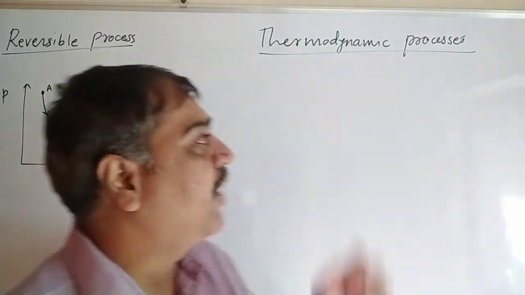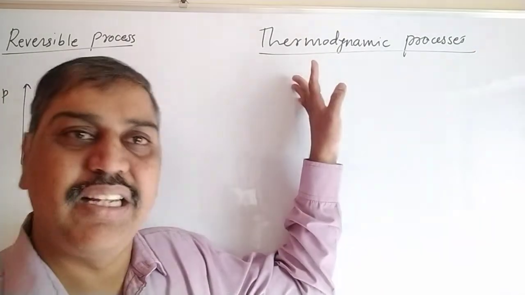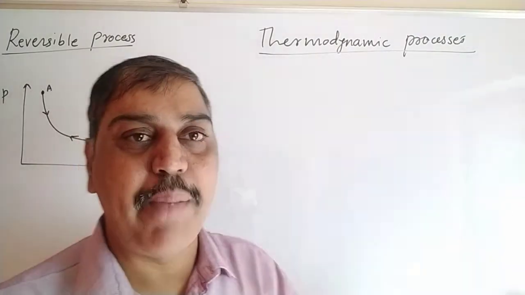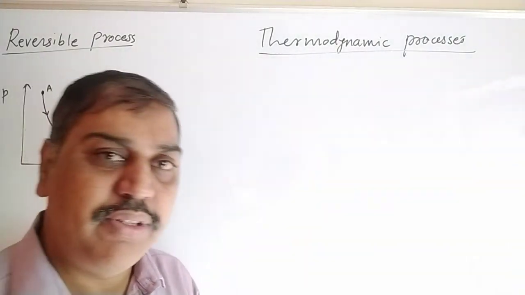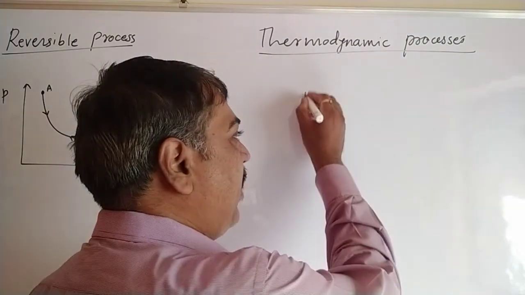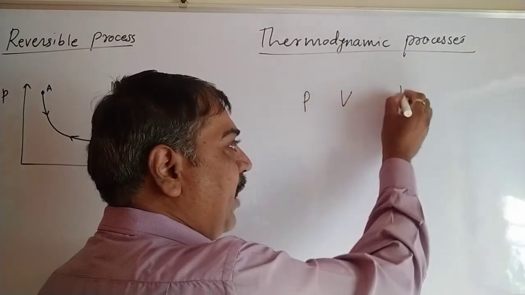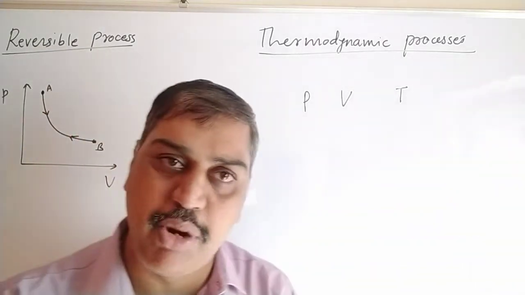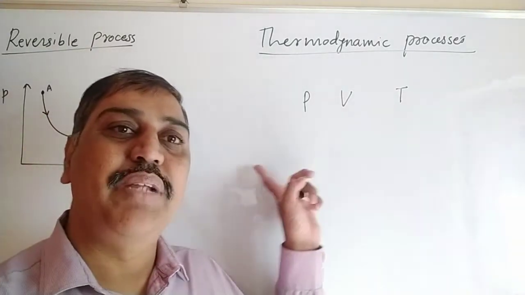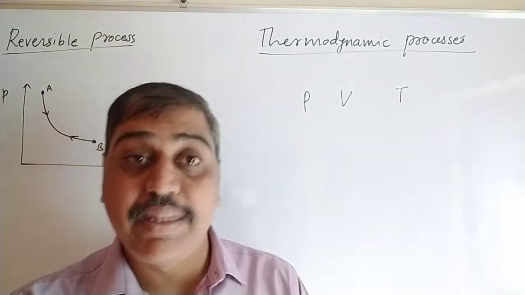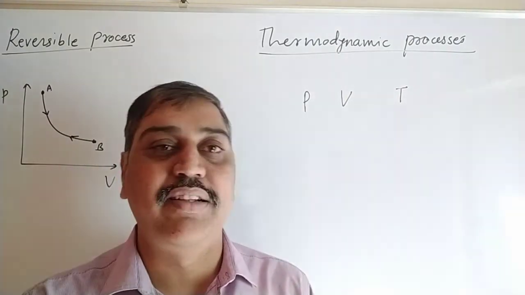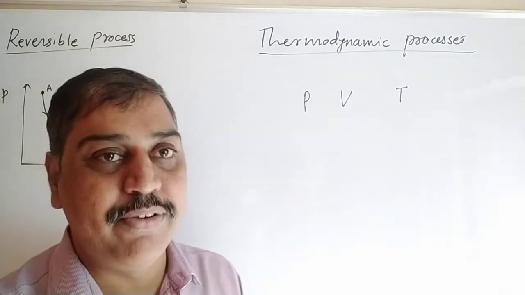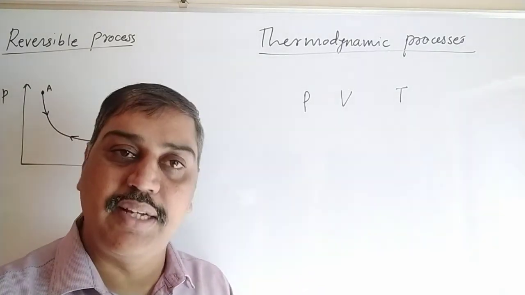Before going into the details of classification, let's revise what we have already seen. We have seen there are three basic parameters: pressure, volume and temperature. These P, V and T are the three basic parameters in thermodynamic processes. If any of these parameters changes, the process changes, and that process has a new name. Accordingly, thermodynamic processes are classified into 6 groups that we have to discuss one by one.